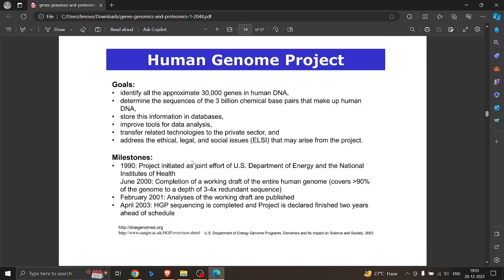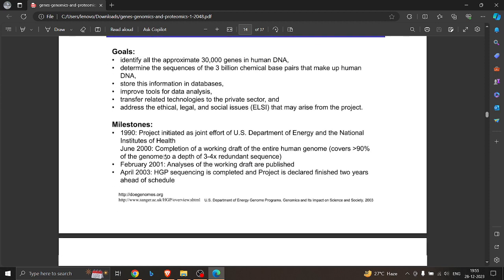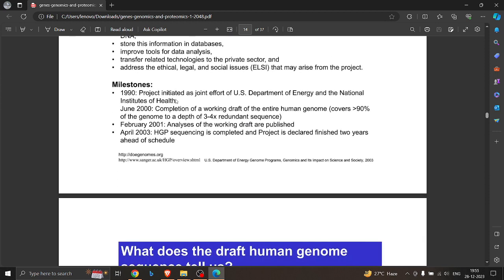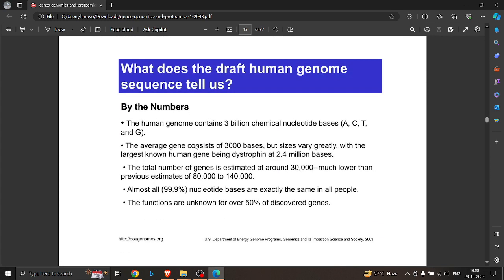If you see, identification of approximately 30,000 genes in human DNA has been done. Store this information in databases, improve tools for data analysis, etc. Milestones: in 1990, the project was initiated as an effort of the US Department of Energy and the National Institutes of Health. In April 2003, the human genome sequencing was completed and the project was declared finished 2 years ahead of schedule.